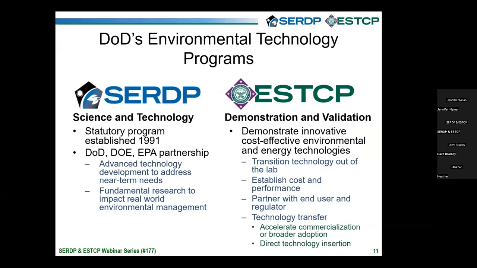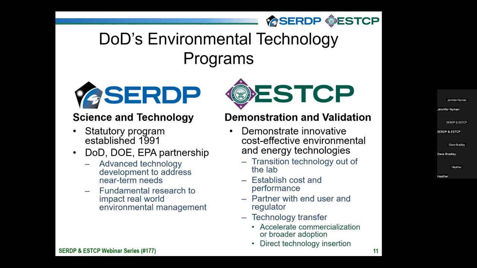The next few slides will provide a quick overview of SERDP and ESTCP. SERDP is the Strategic Environmental Research and Development Program, established in 1991 by Congress as a partnership between the Department of Defense, the Department of Energy, and the Environmental Protection Agency. SERDP's mission is to identify and address high priority environmental science and technology opportunities that focus on DoD requirements. ESTCP is the Environmental Security Technology Certification Program, in which we demonstrate innovative environmental and energy technologies. Especially important in all ESTCP demonstrations is the ultimate transition to implementation and regulatory acceptance.